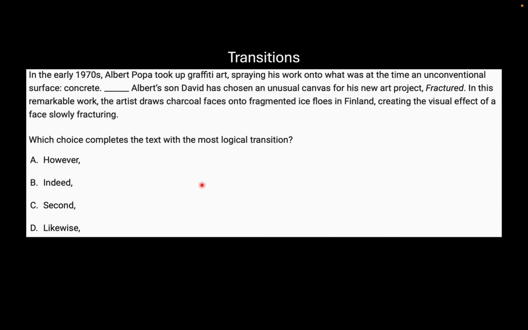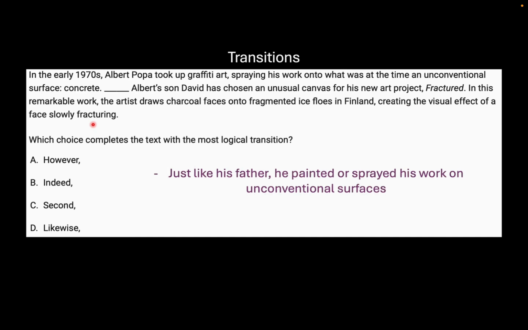So D is correct. In the early 1970s, Albert Popa took up graffiti art, spraying his work onto what was at the time an unconventional surface, concrete. Albert's son David has chosen an unusual canvas for his new art project, Fractured. In this remarkable work, the artist draws charcoal faces onto fragmented ice floes in Finland, creating the visual effect of a face slowly fracturing. So, just like his father, he painted or sprayed his work on unconventional surfaces.